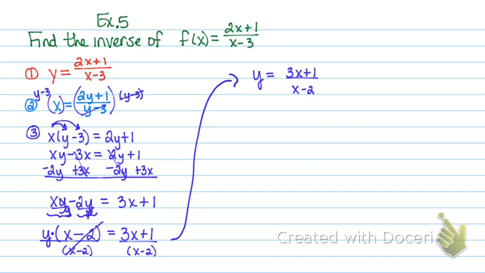And so what is our final step then, step 4? Change the y to the inverse notation, right? So the inverse of f of x is equal to 3x plus 1 over x minus 2.